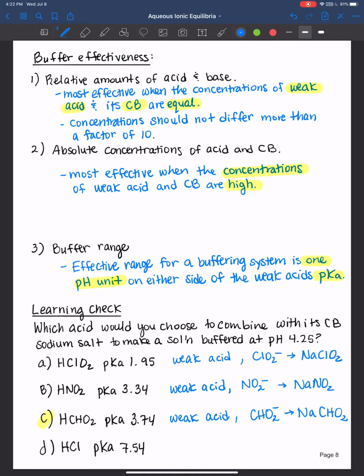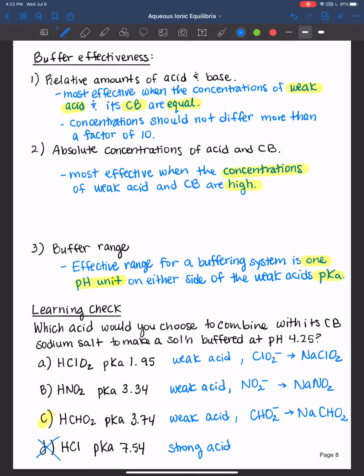And HCl is a strong acid. Remember, to create a buffer, you need a weak acid and its conjugate base. So this one immediately you should have crossed out and said, no, that's not going to even be good for a buffering system here. So then you were narrowed down to choices A, B, and C.